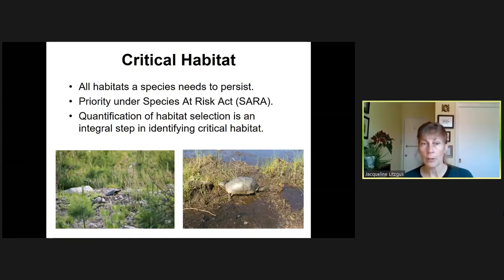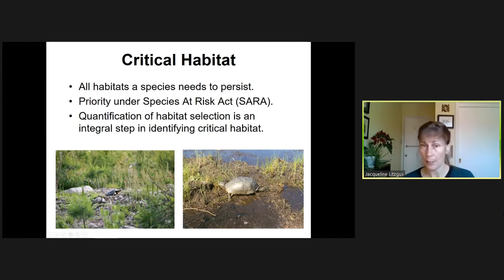Okay, so just to tell you a little bit about what critical habitat is. This is a term that comes from our Federal Species at Risk Act, and the acronym is SARA. The critical habitats are those habitats that a species needs to persist. Under the definition in the legislation, this is most often talking about nesting sites. So here's a Blanding's turtle nesting.